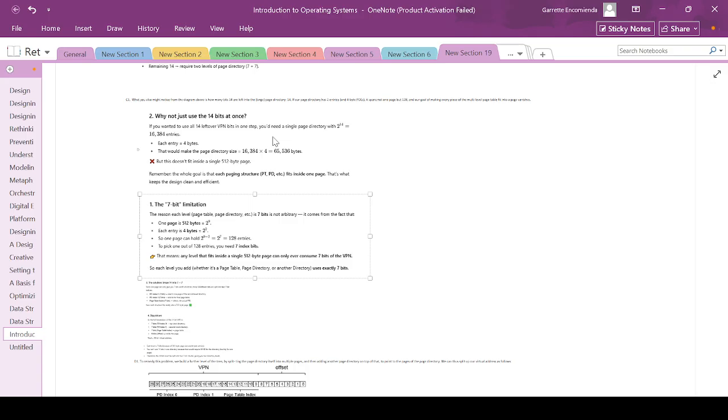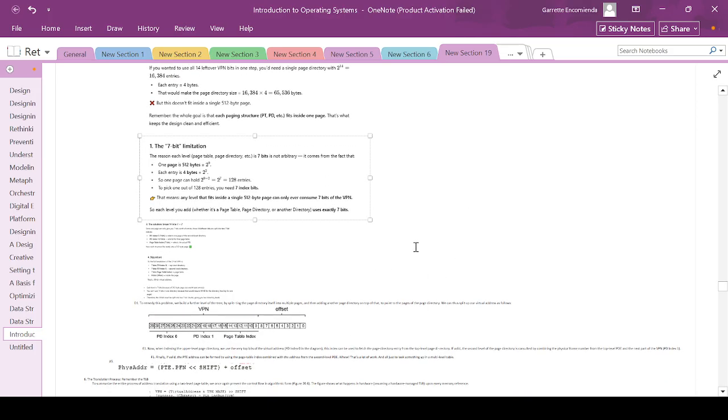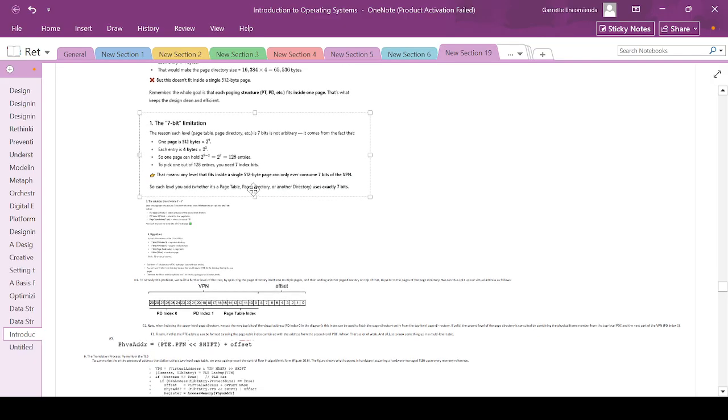The 7-bit limitation. So here's the reason why we use 7 bits. The reason each level, page table, page directory, etc., is 7 bits is not arbitrary. It comes from the fact that one page is 512 bytes, which equals 2 raised to 9. Each entry is 4 bytes, which equals 2 raised to 2. So one page can hold 2 raised to 9 minus 2, which equals 2 raised to 7, or 128 entries. To pick one of 128 entries, you need 7 index bits, since 2 raised to 7 equals 128.